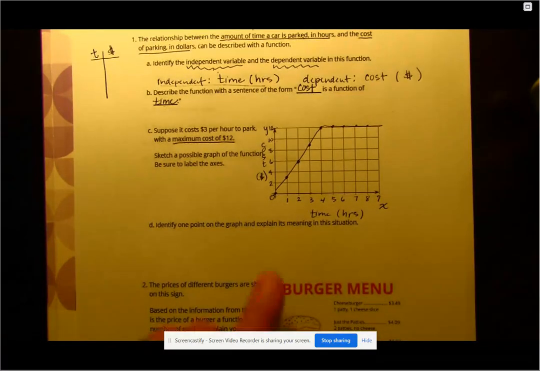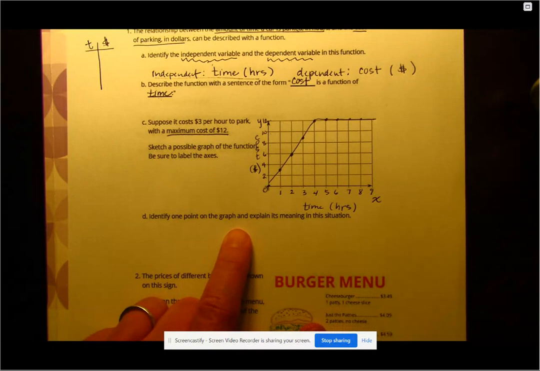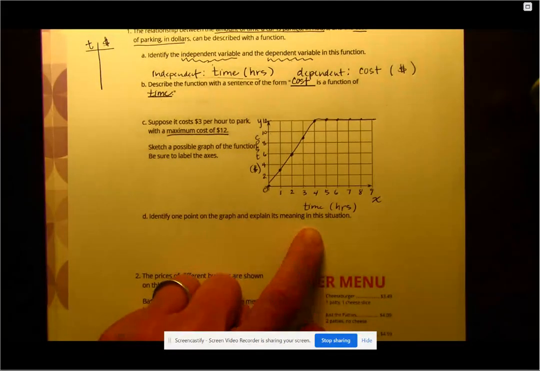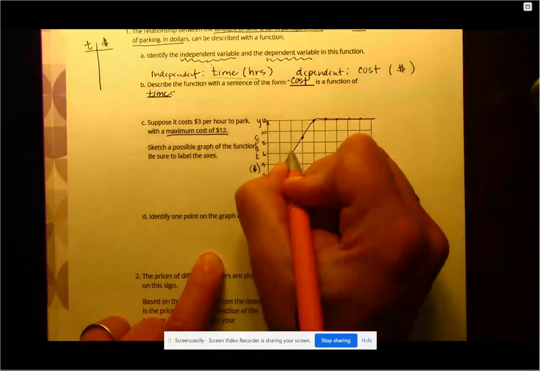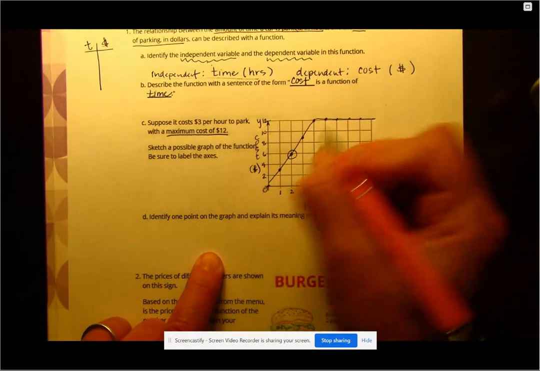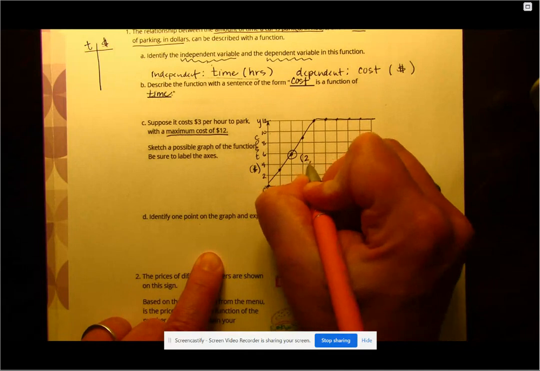Okay. Then it says identify one point on the graph and explain its meaning in this situation. So let's just grab, let's say grab this one. Okay, that point right there is 2, 6.